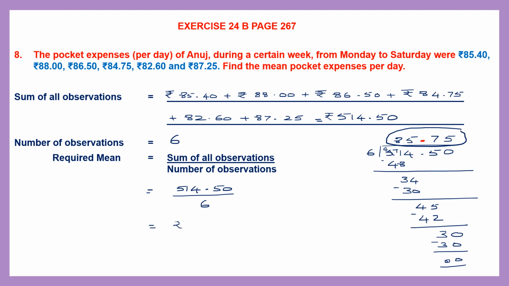So what is the required mean? The required mean is rupees 85.75. Our question here was to find the mean pocket expenses per day. So the mean pocket expenses per day is 85 rupees 75 paisa. So around this much he spent per day. That should be the final answer. Mean pocket expenses per day is 85 rupees and 75 paisa. So write your final answer out like this.